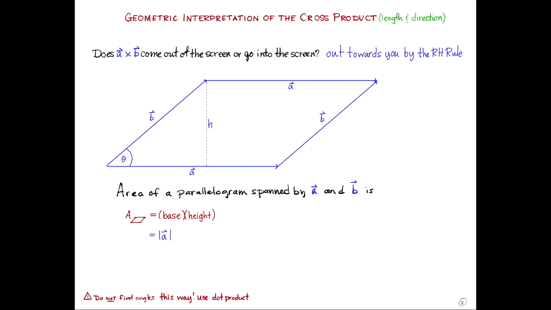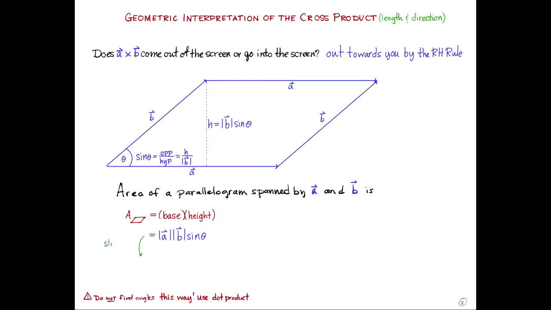And we know that sine of theta is equal to opposite over the hypotenuse, which in our case is h over the length of the vector b. Solving for h, we have that h is equal to the magnitude of the vector b times sine theta. Subbing that into our formula below, we have that the area of a parallelogram is equal to the length of the vector a times the length of our vector b times sine theta.